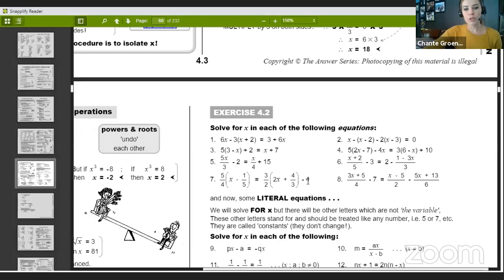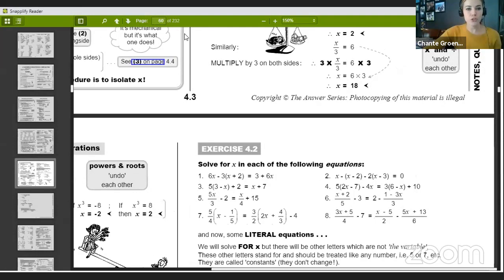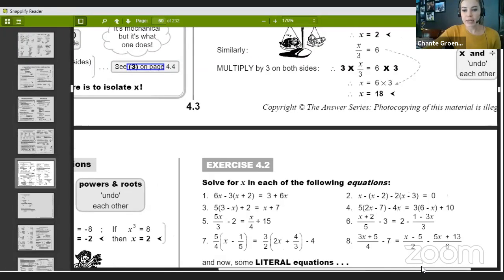Okay, when we look at 4.2, let me zoom in a bit for those of you who want me to zoom in. I want you please to do number 1, number 3, and number 7.